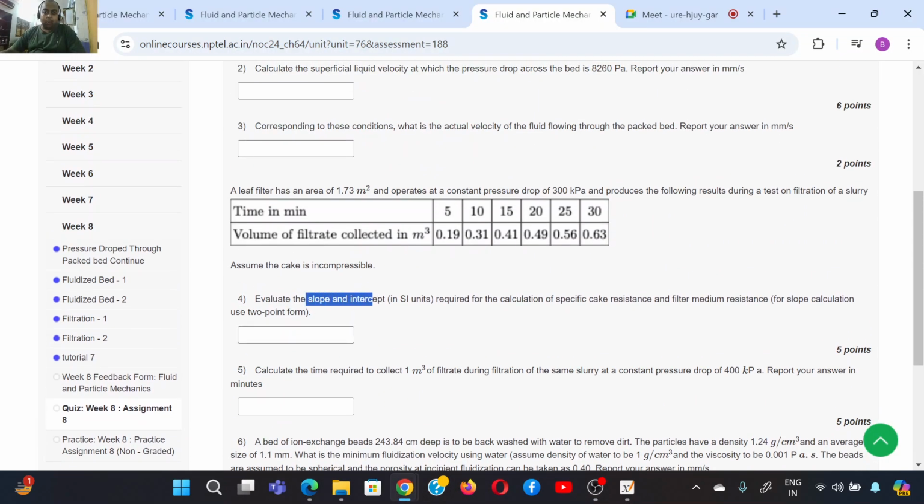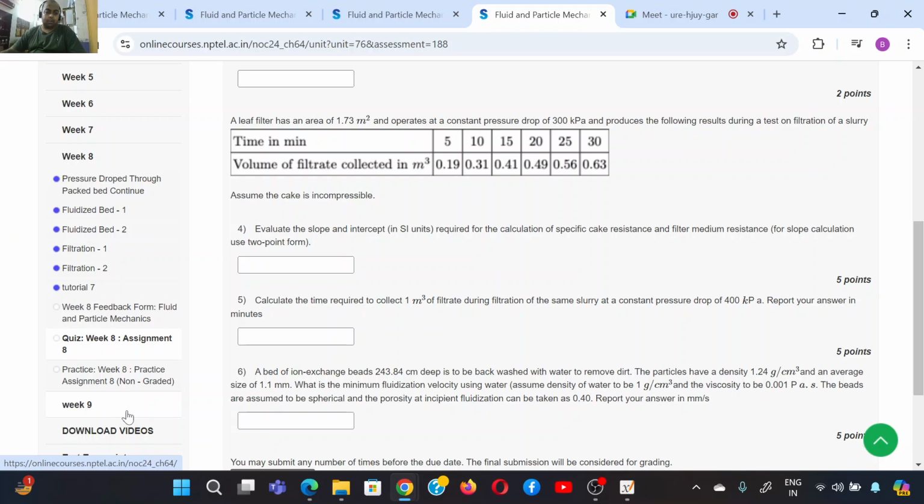Evaluate the slope and intercept, but they have given only one blank. I don't know why they have done like that. Sir, just go to the practice problem, put some values, and click the submit button. We will get the answer, sir. Okay, like that we have to solve.